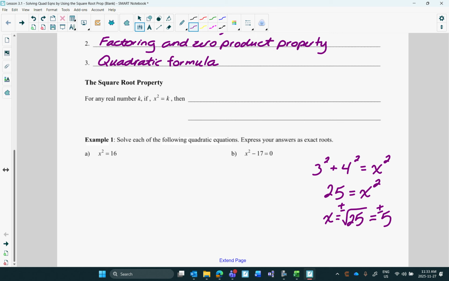So, if x squared is 16, how would you find what x is? Just the square root of 16? The positive and negative square root of 16. Because the square root of 16 can be 4, because 4 times 4 is 16. So it can be positive 4, or it can be negative 4. So there's 2 answers.